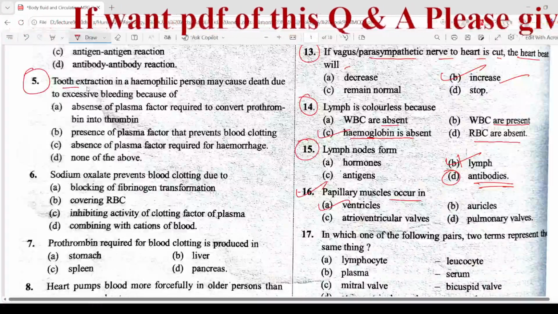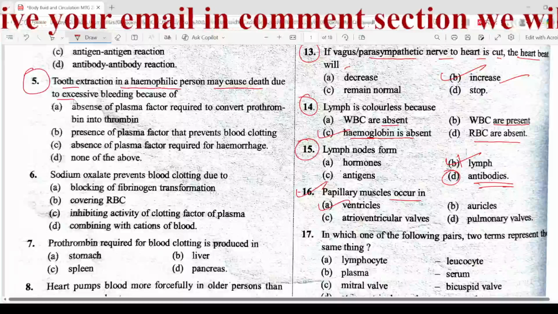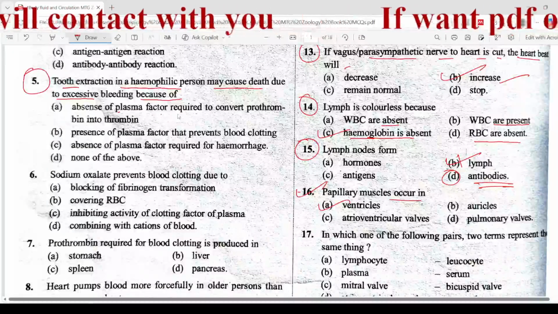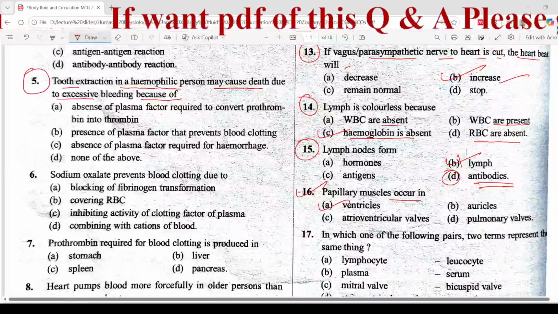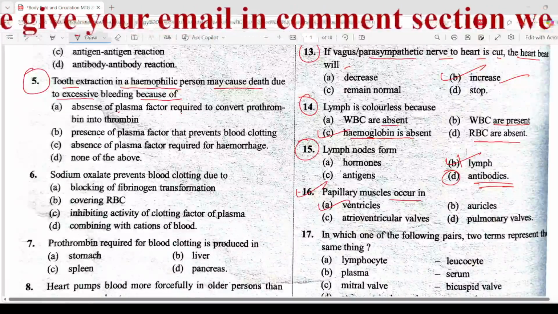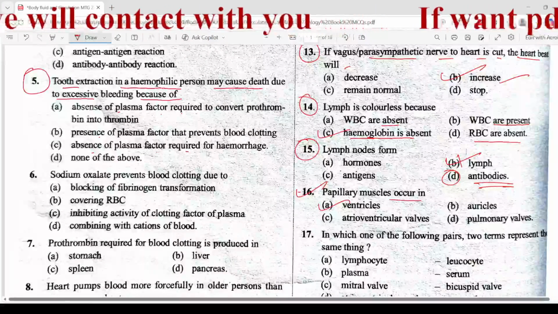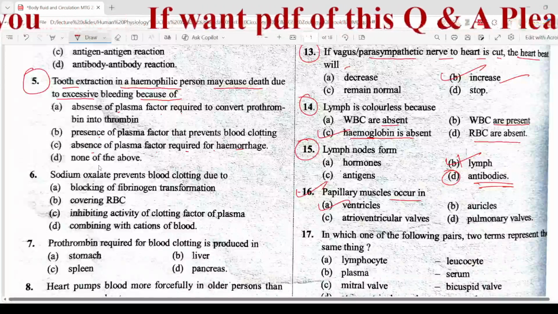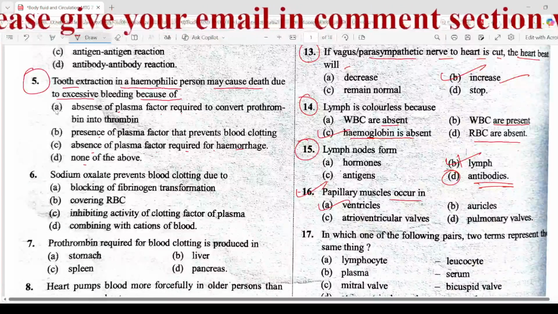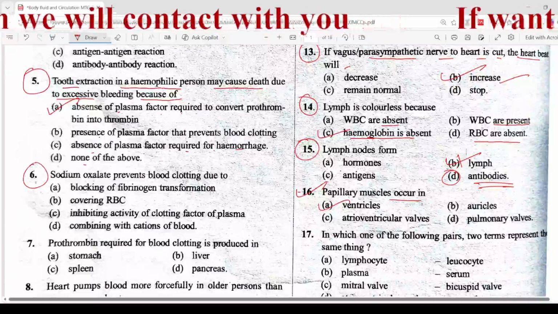Tooth extraction in a hemophilic person may cause death due to excessive bleeding because of: absence of plasma factor required to convert prothrombin into thrombin, presence of plasma factor that prevents blood clotting, absence of plasma factor required for hemorrhage, or none of the above. So the correct answer for this question will be option A. Next, let's move to the next question.